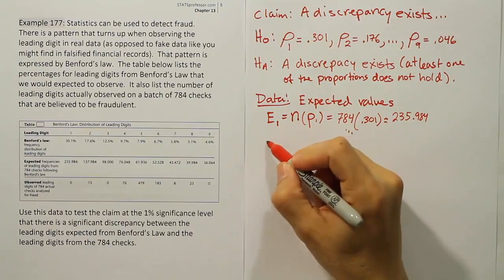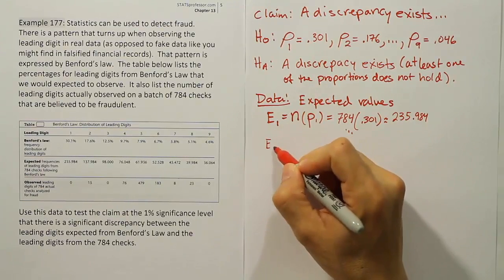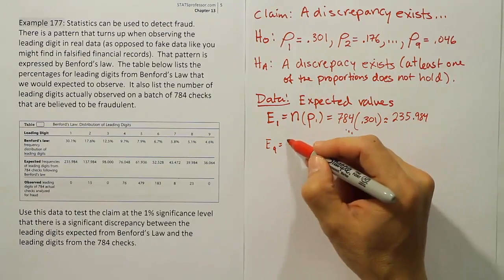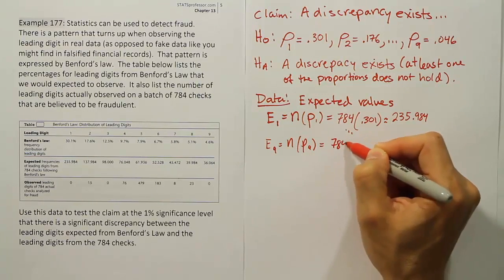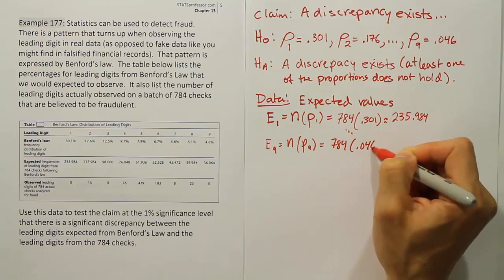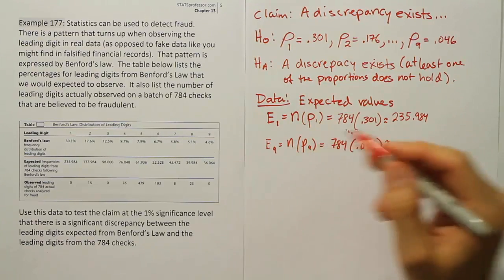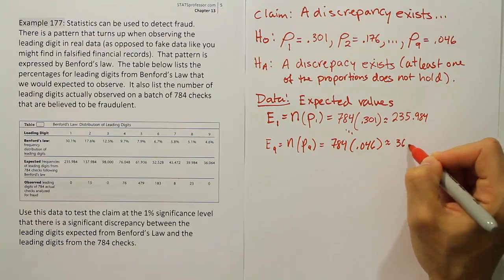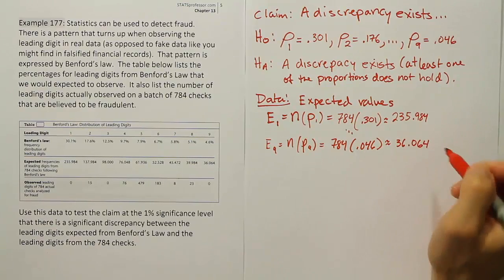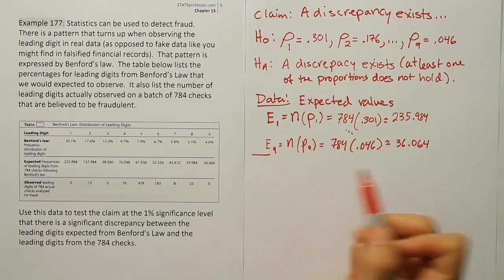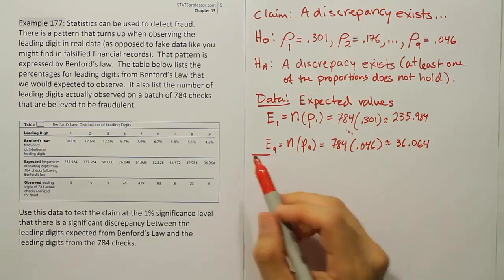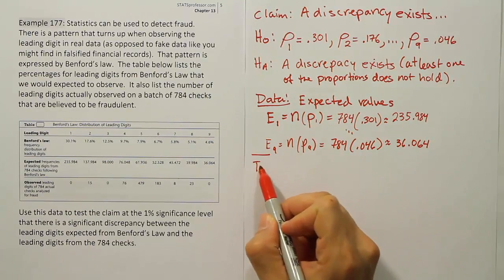And just to finish up here, we would have the expected value for the 9th digit, and it would be, again, n times this time p9, and so that would be 784 times 0.046. And according to our table here, it says that that would work out to be 36.064. And at that point, we finished the expected values. Okay, so they've already done that for us, so we're just going to take their work and use it in the next step. Our next step after the data step is to get the test stat, right?